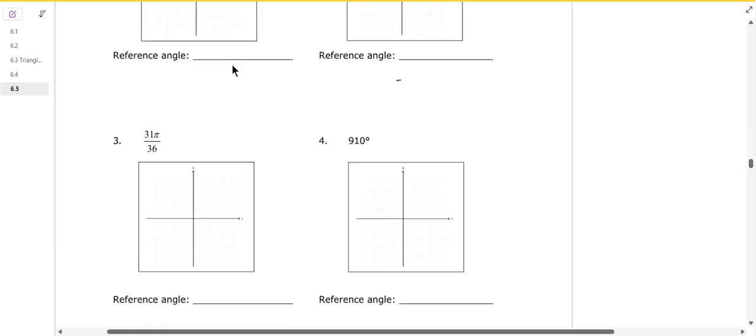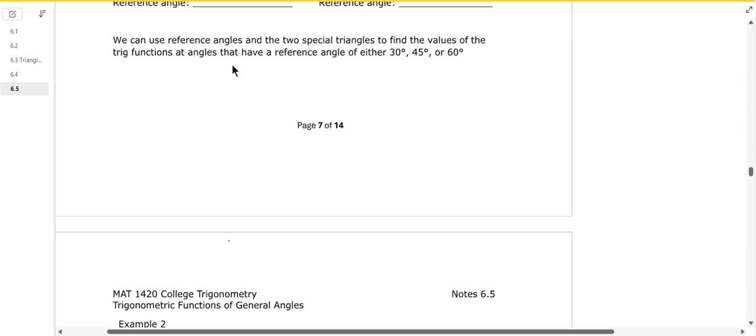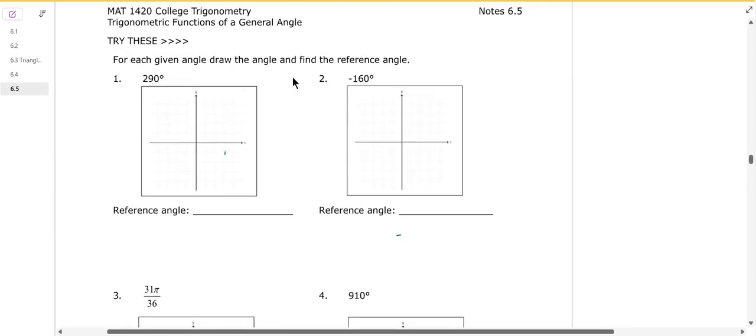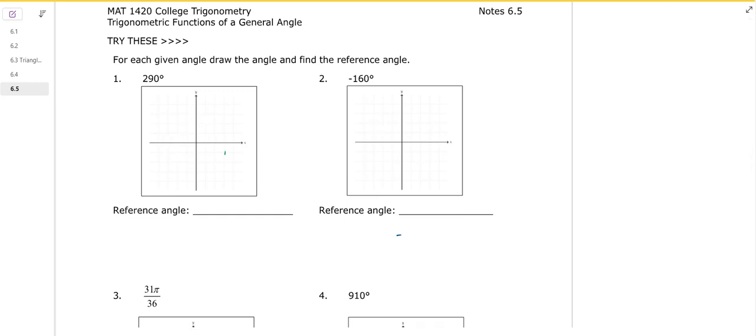Okay, so what I'll have you do is we're going to go to the next page, and I'll have you pause the video and work out, draw the angle and find the reference angle for these 4 cases. On number 3, you're in radians, so you want to provide a radian answer. Okay, I'll go ahead and pause.